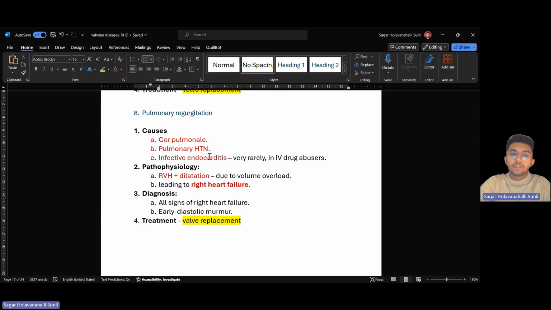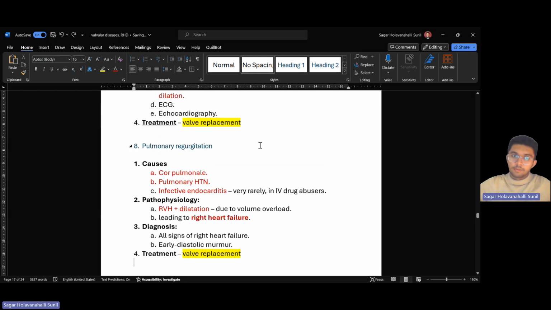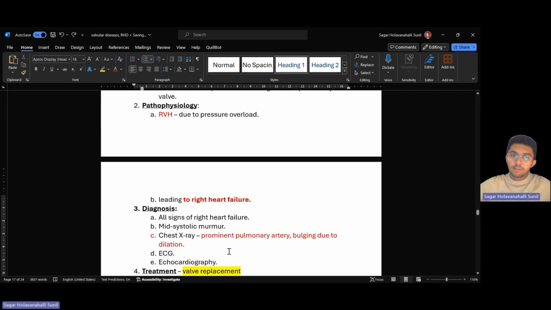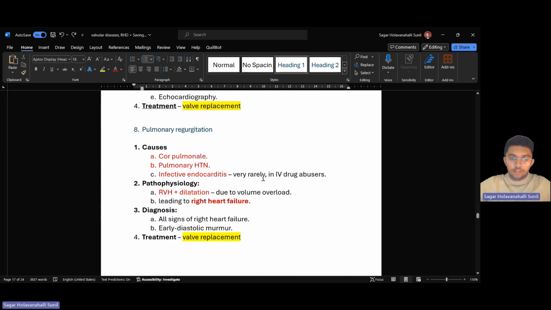Now, the pathophysiology. Because blood will flow back into the right ventricle, there'll be hypertrophy and eventually there'll be dilatation. This can be due to volume overload, and this can lead to right heart failure. Now, let's go for the diagnosis. All signs of right-sided heart failure, early diastolic murmur, and treatment is valve replacement. So for pulmonary regurgitation and stenosis, you can do valve replacements. Same thing applies for tricuspid regurgitation, and I'm quite sure even for stenosis, but you might want to cross-check that.